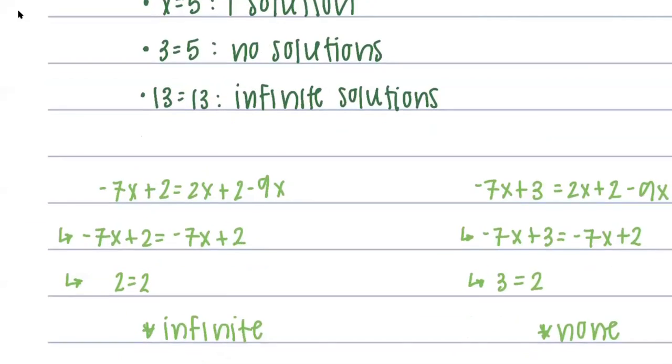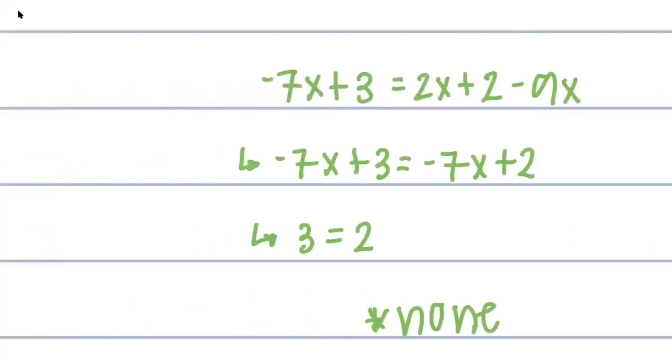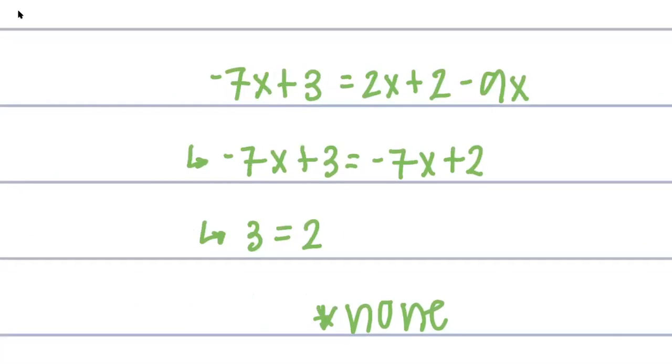Okay? We're going to go through some equations and see how they have different numbers of solutions. In this first one, if we simplify the left side, we see that it equals the right side, but we can still go through with it, add 7x to both sides, and you get 2 equals 2. That means there are infinite solutions because 2 is always equal to 2. In the second one, we simplify the right side and we get negative 7x plus 2. We can add 7x to both sides and we get that 3 equals 2. Now, 3 is never equal to 2, so it's undefined. There are no solutions.